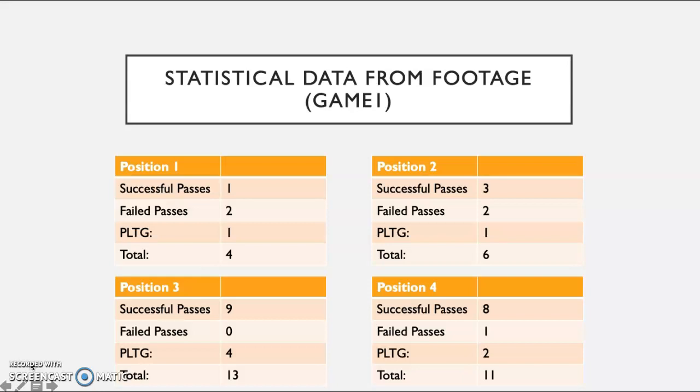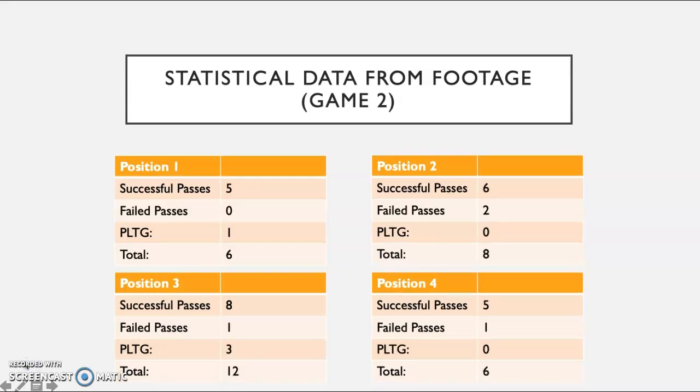The specifics of each position are the successful passes made from said position, failed passes, and the KPI specific data, which is the passes from the positions that led to a goal being scored. Each table includes a total. This total is all 3 pieces of data added together.